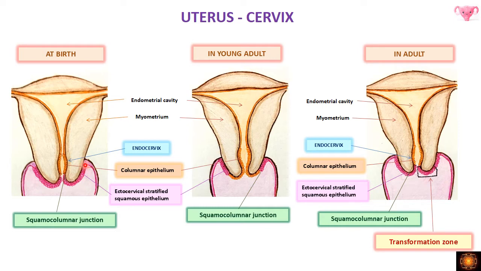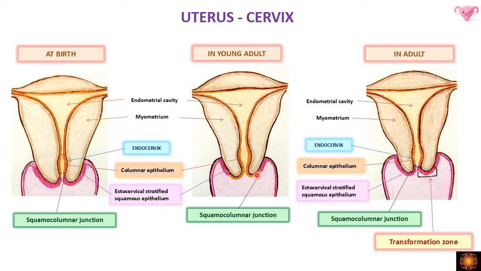At birth, the squamo-columnar junction will be present within the endocervical canal. The endocervix will be lined by a single layer of columnar epithelium, and the ectocervix will be lined by squamous epithelium. So this is the squamo-columnar junction, present within the endocervical canal. As she grows, at puberty, due to the effect of hormones and tissue growth, the squamo-columnar junction comes into the ectocervix. Now a portion of the cervix present in the portio vaginalis is also covered by a single layer of columnar epithelium.